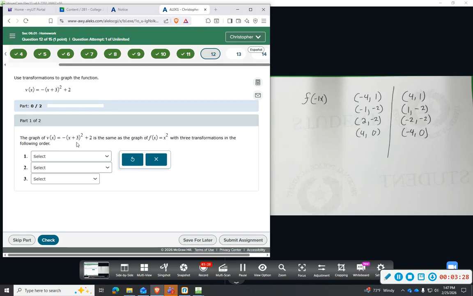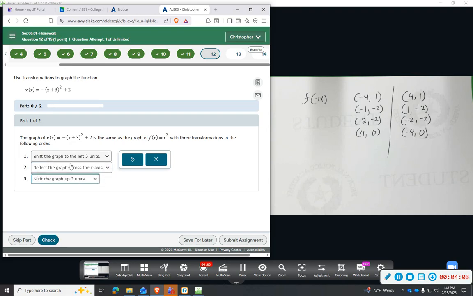The way we're going to look at these transformations is by order of operations, PEMDAS, parentheses first. So we're going to start inside the parentheses. For x squared, we're going to shift left 3 units. Then, parentheses, exponents, multiplication: we're going to do a reflection across the x-axis when you make the y negative. Reflect across the x-axis. And then we're going to add 2, so we're going to shift up 2.